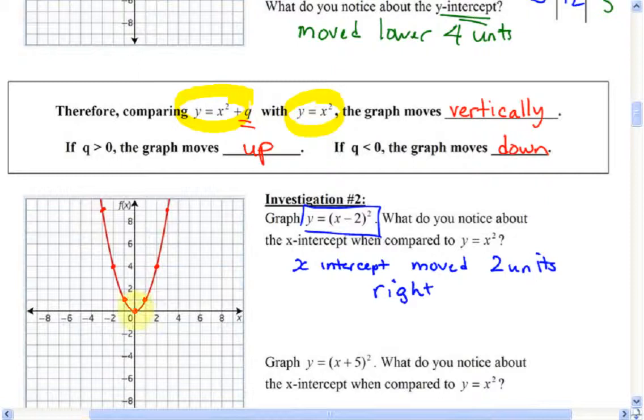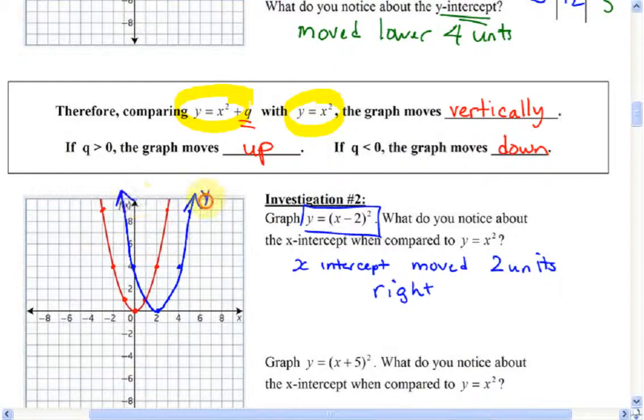So I'm going to move this vertex 2 units to the right. I'm going to move this point to the right. Move this point to the right. Move this point to the right. Move them all to the right. And I'm going to ask you to try to graph out this new parabola here.